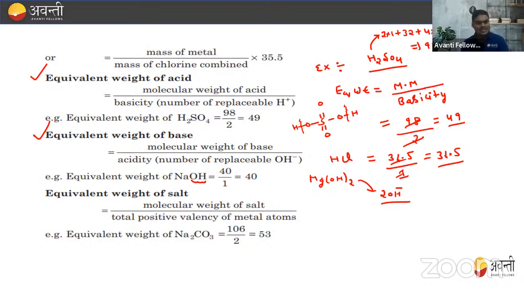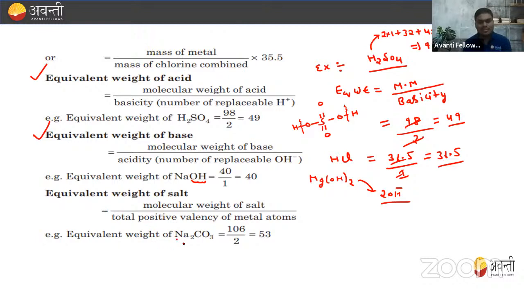Now move to the next, that is equivalent weight of a salt. That is, how will you calculate the equivalent weight of a salt? So basically equivalent weight of a salt we can calculate by using the formula: the molecular weight of the salt divided by the total positive valency of the metal atoms, right? So equivalent weight of the salt is equal to molecular weight of the salt divided by total positive valency of the metal atom. Clear? Let me explain with an example.